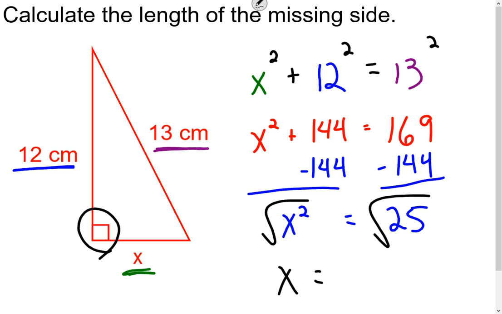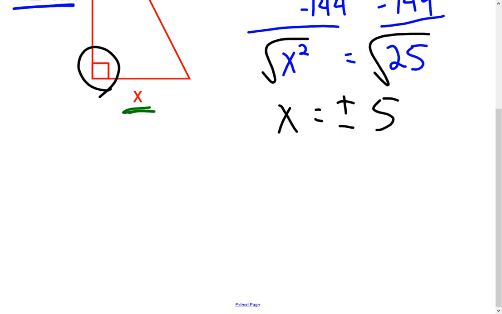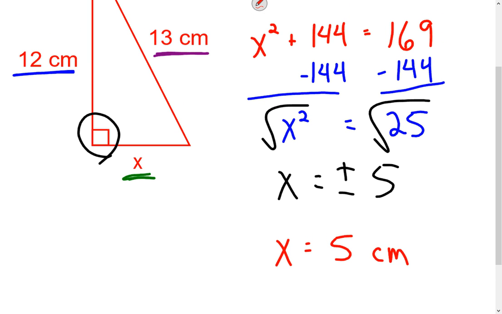Find out that x equals, remember when you take the square root in the equation, you have to look at the positive and the negative answer. However, for this problem, since we're trying to find the length of a missing side, it doesn't really make sense to have a negative answer. So I don't worry about the negative, and we just know that x equals 5. We always go back and ask, is there a label? Which there is in this case. So the answer would be 5 centimeters.